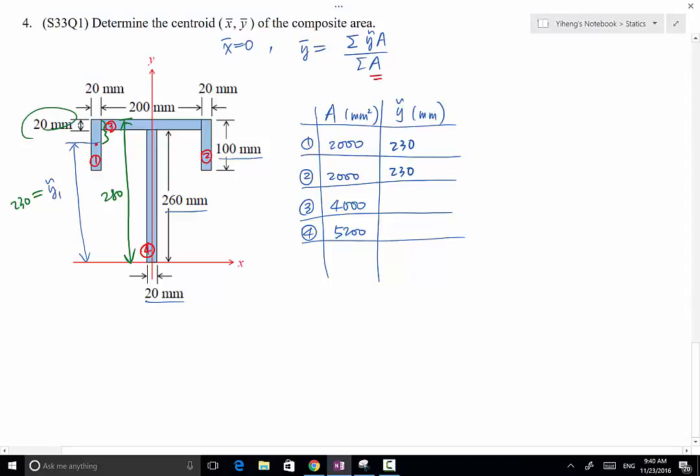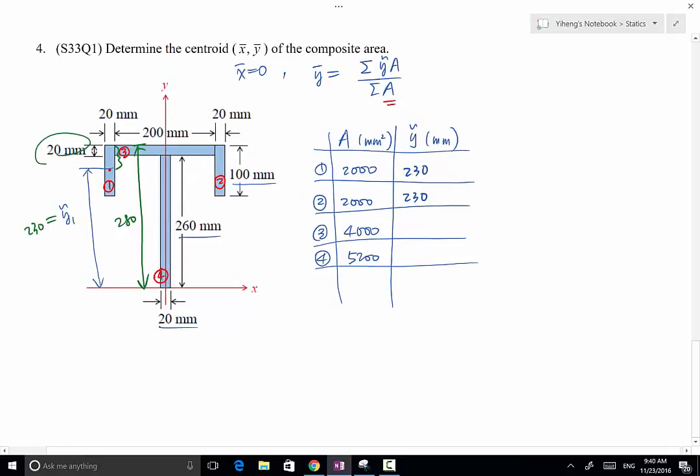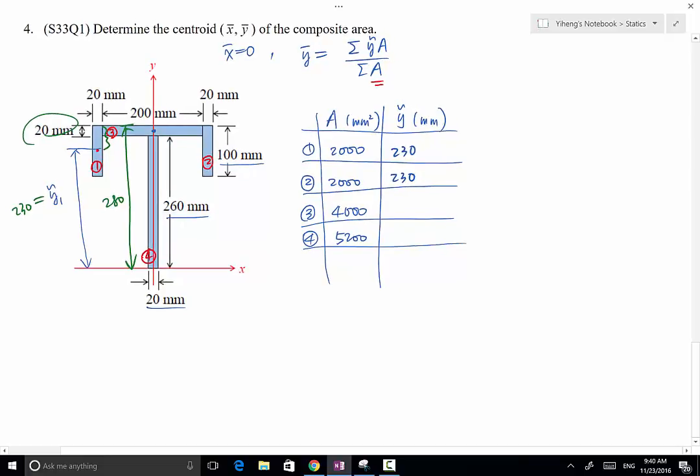Area number 3 is going to be 280 minus half of its height, because its own centroid location is here. So 280 minus half of 20, which is 10. 280 minus 10, 270. And lastly, for area number 4, its own centroid location is here. This is its y tilde coordinate, and that is 260 over 2, so 130. So that's the next column.